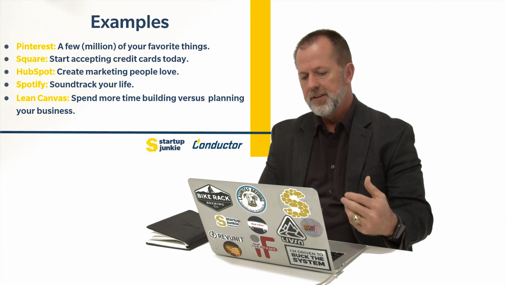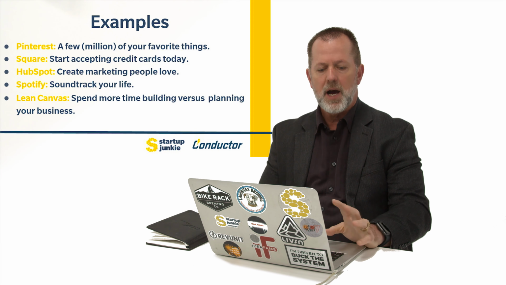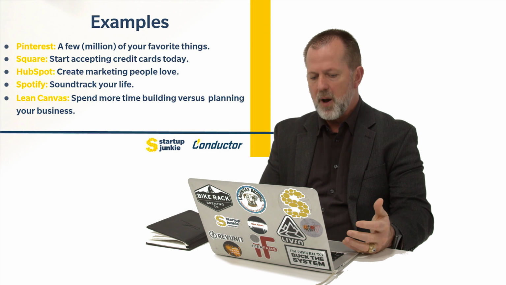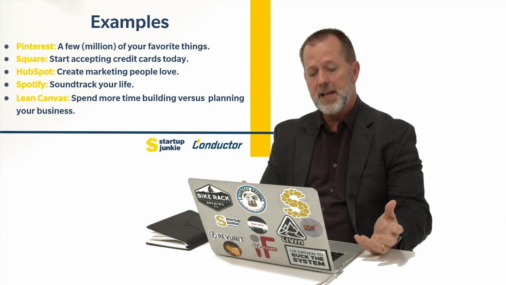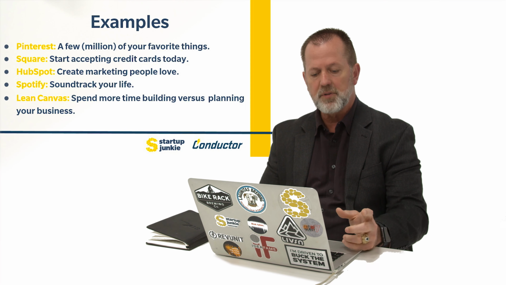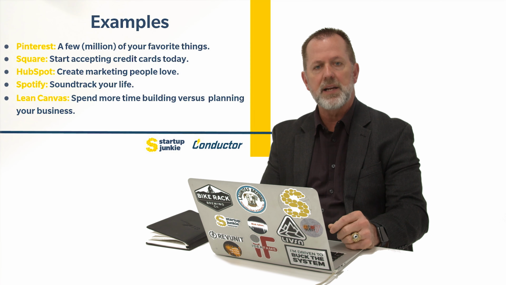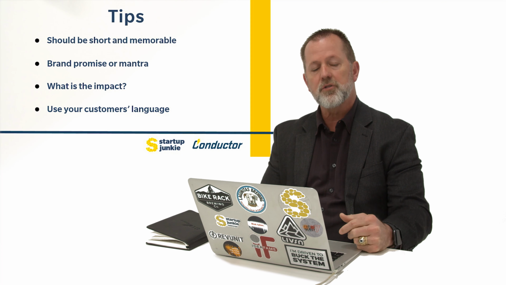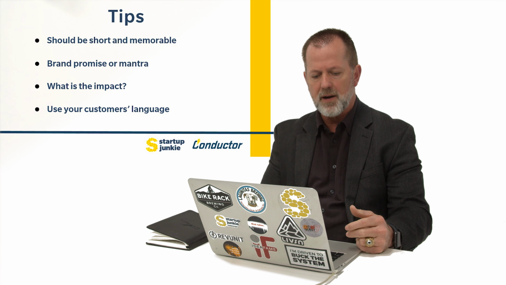Square would say, start accepting credit cards today. HubSpot's unique value proposition is create marketing people love. Spotify, soundtrack of your life. And then the lean canvas is this whole concept of spend more time building versus planning your business. Be efficient and don't waste time on doing things that don't add value. So the tips: short and memorable, brand promise or mantra, what's the impact? Why should people care? And use your customer's language.